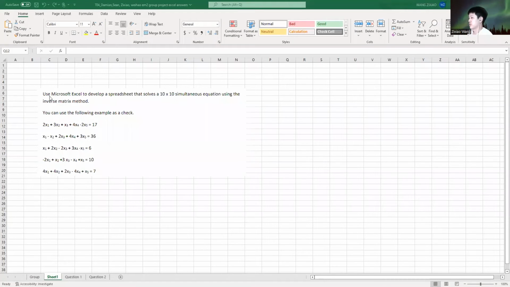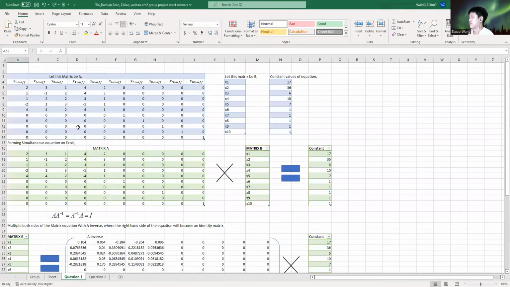Question 1, use Microsoft Excel to develop a spreadsheet that solves a 10 by 10 simultaneous equation using the inverse matrix method. And the question gave a 5 by 5 matrix. So in order to make it a 10 by 10 matrix, we combine it with an identity matrix here. So the whole matrix here, we let it be A, and this matrix here, we let it be B.